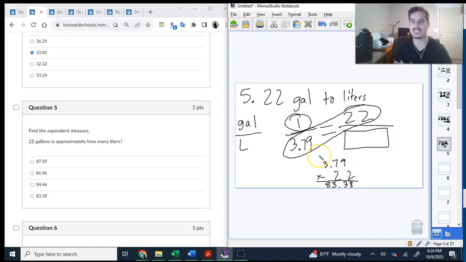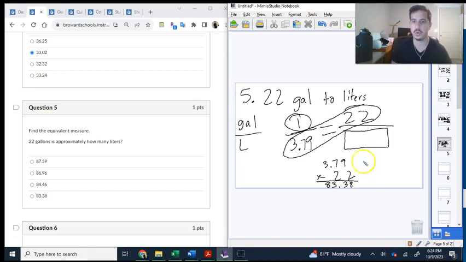83.38. In class, could I just do this on the calculator and just find my answer? Yes, but this is how you show work. This is what I talk about when I say I want you to show work for problems. I can do all of these on the calculator. It's very easy, but showing work is how you know you're doing it right.